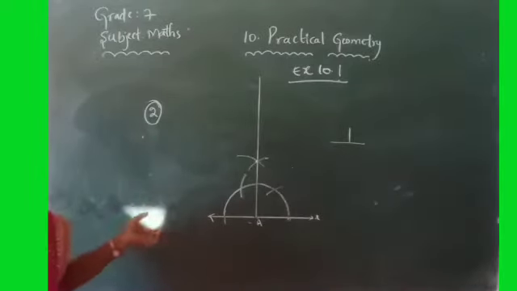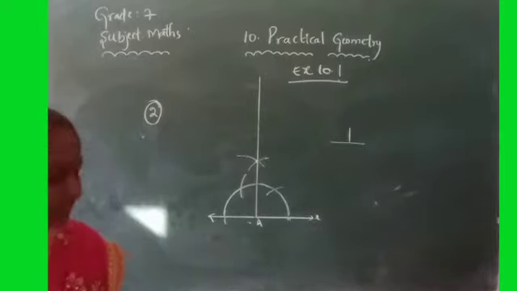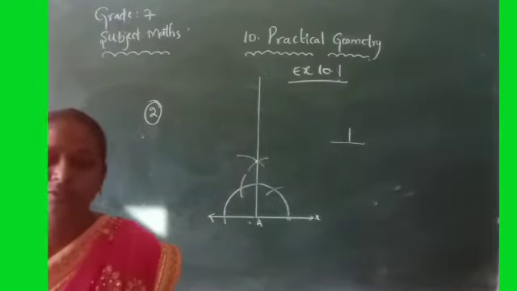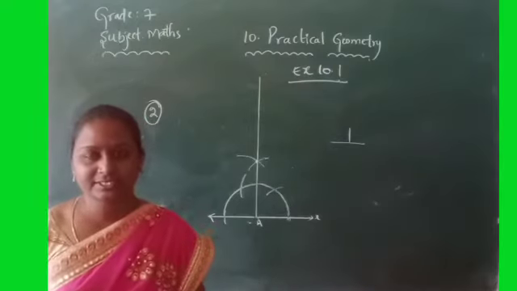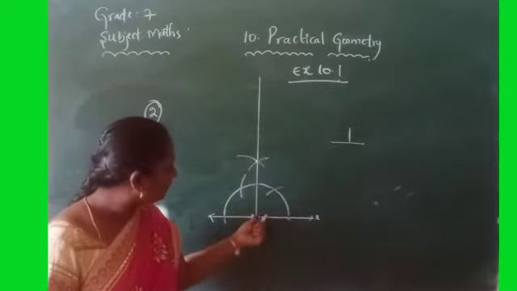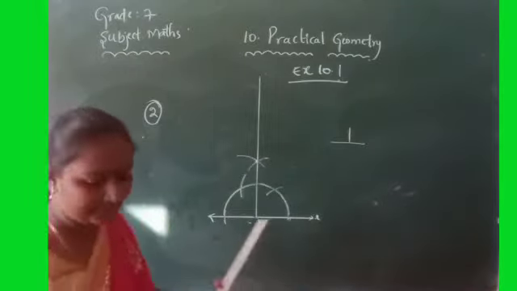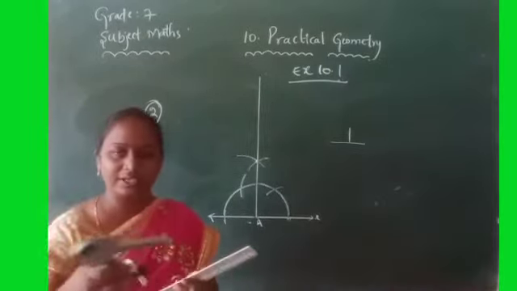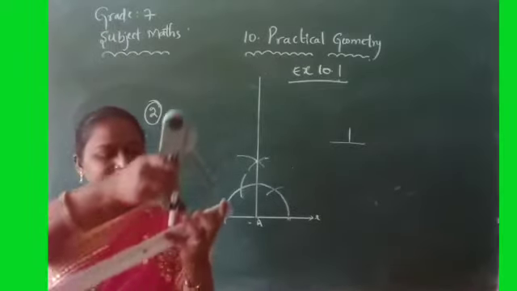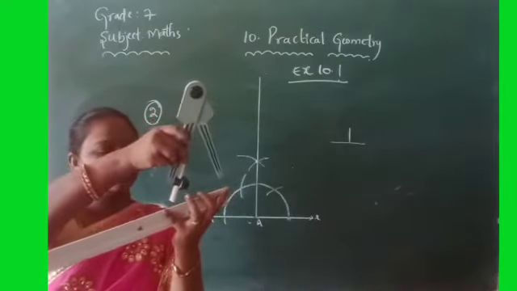Again, what is given in the question? On this perpendicular, choose a point X that is 4 centimeters away from L. So from here to here is 4 centimeters. Take the ruler and take a 4 centimeters length with the help of a compass.